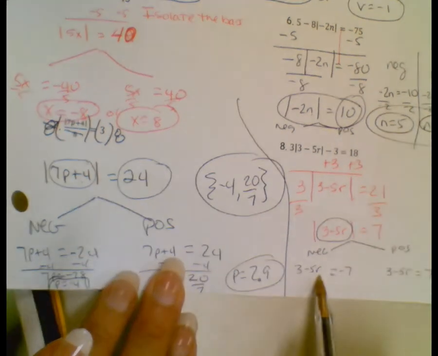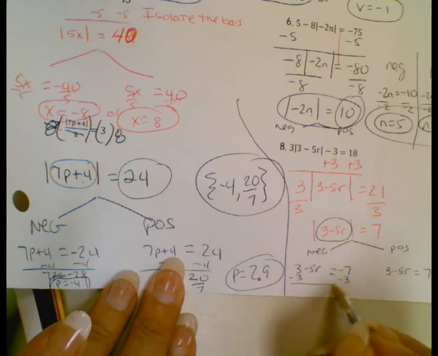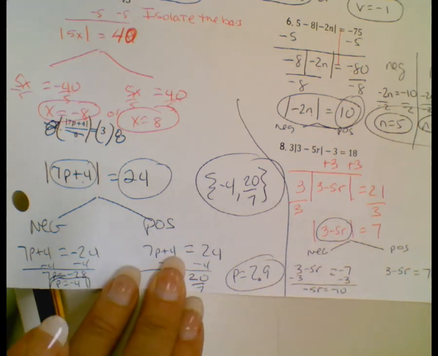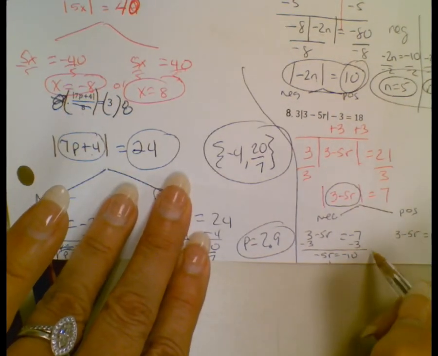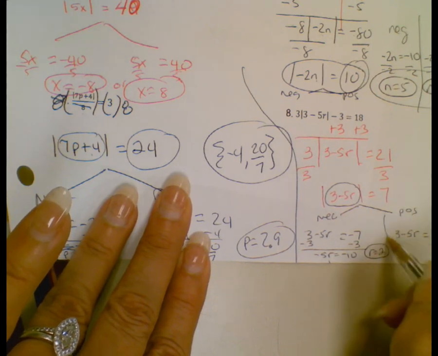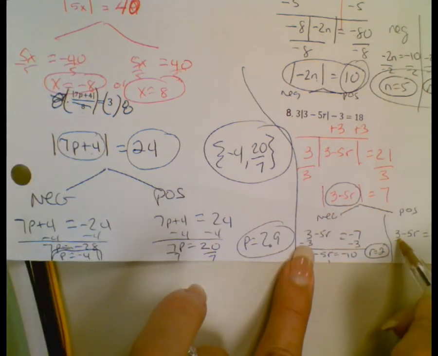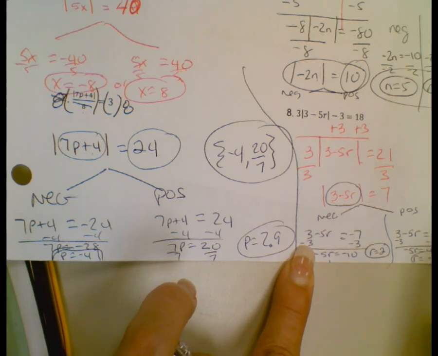Now we're solving for r. How do you get rid of 3? Correct. Subtract 3. So we have -5r equals -10. And if you divide by -5, r is going to equal 2. That's your first answer. Over here, if you subtract 3, -5r equals 4, and r is equal to -4/5. So your answers are 2 and -4/5.